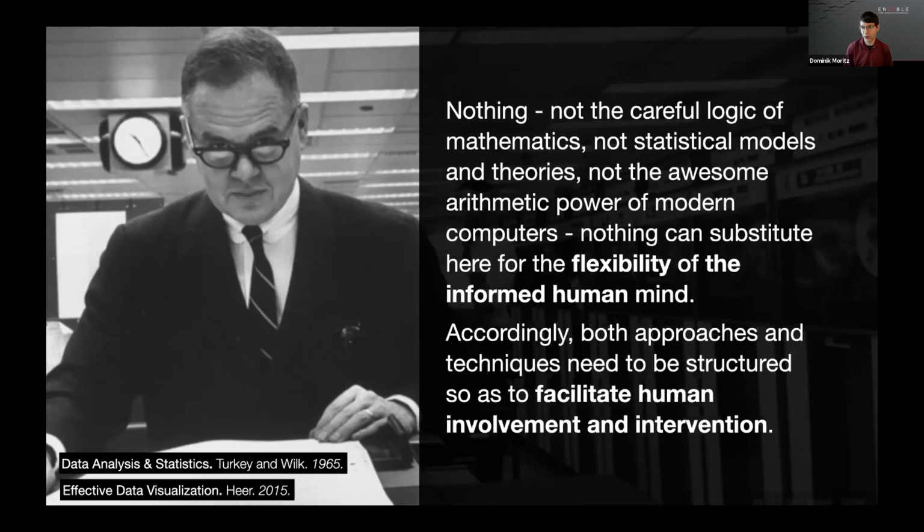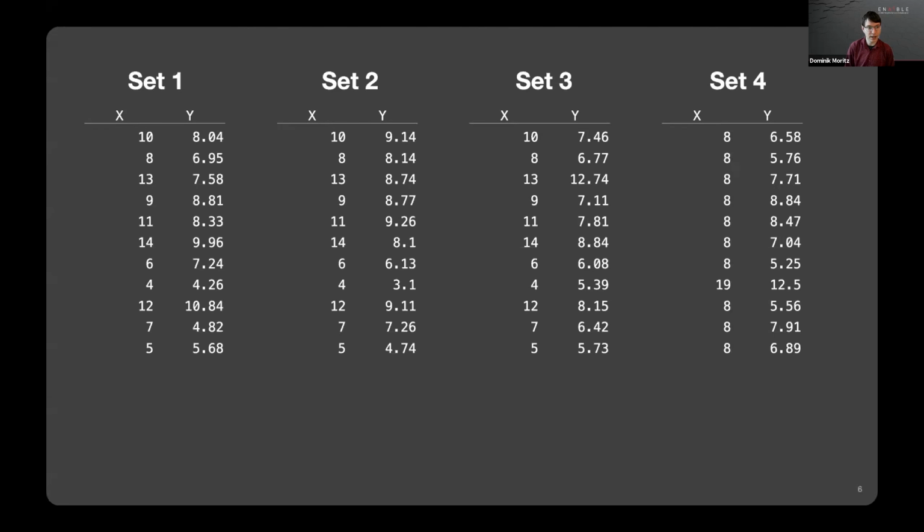And to illustrate this point, I want to show you 4 data sets. For each of these data sets, we have a column of X values and of Y values. And just looking at the data, you might see some patterns, like dataset 4 having mostly 8s on X and then one 19. But otherwise, it's fairly difficult to see what is happening in this data.